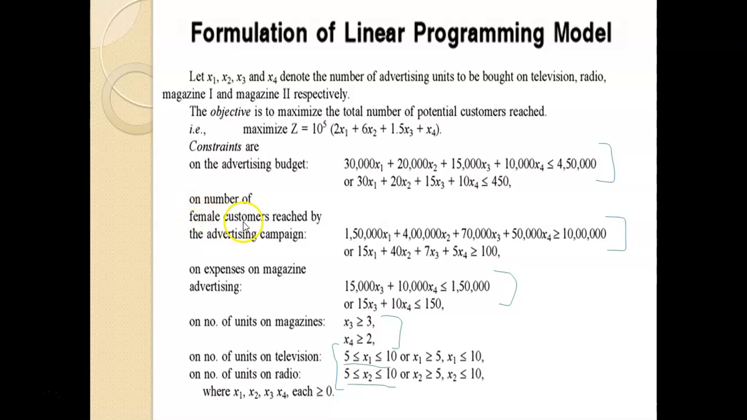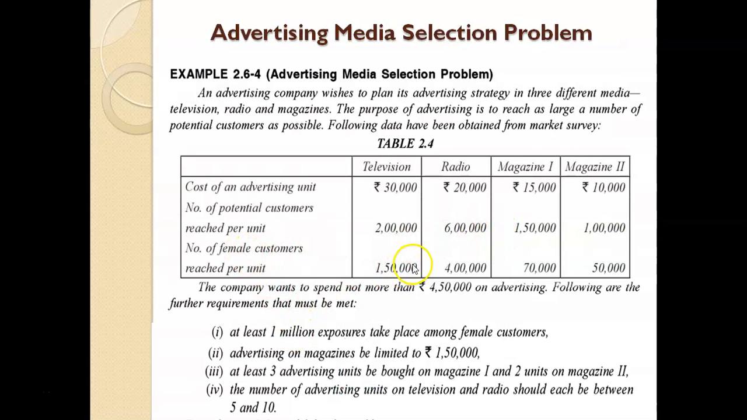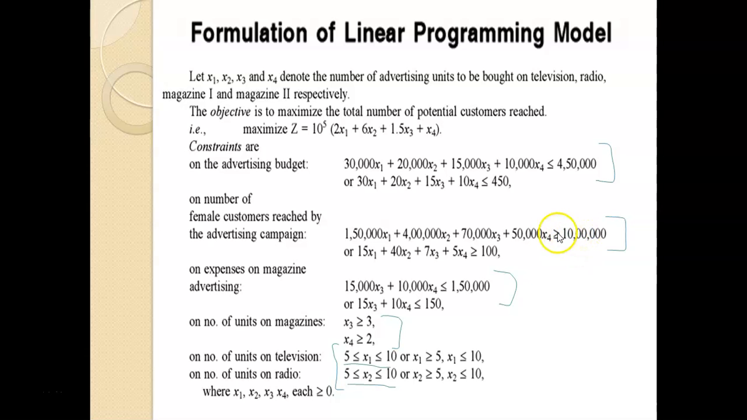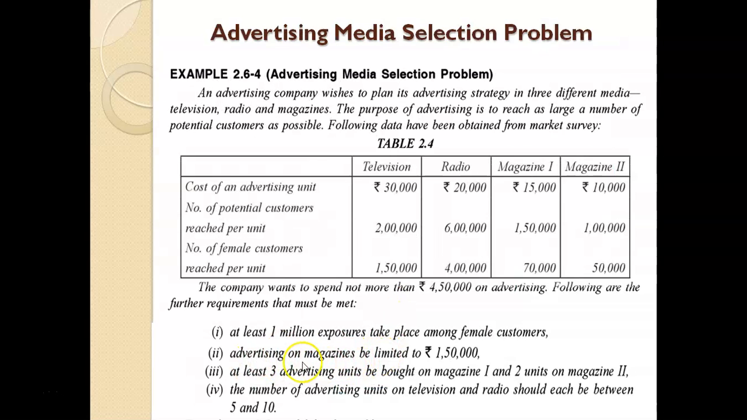Now on female customers reached by the advertising campaign. Again from the female customer data, this into x1 plus this into x2, this into x3, and this into x4, and what is the constraint on this? Yes, this is 1 million, so at least, it should be greater than 10 lakhs. Similarly, expenses on magazines. There is a constraint here: the total expenditure should be limited to less than or equal to 1,50,000.